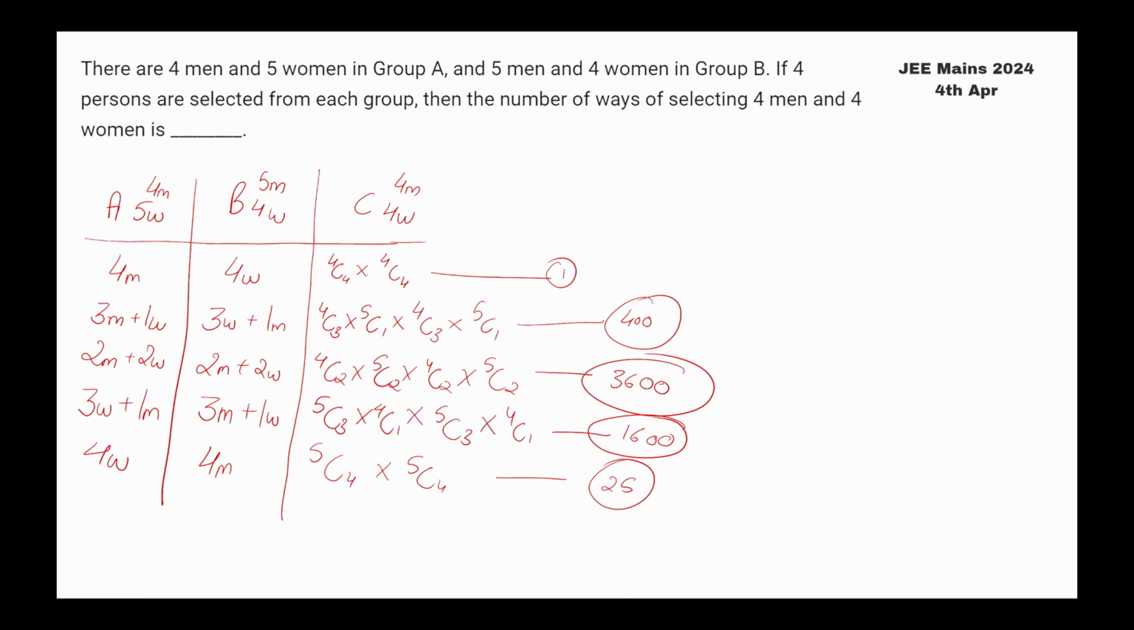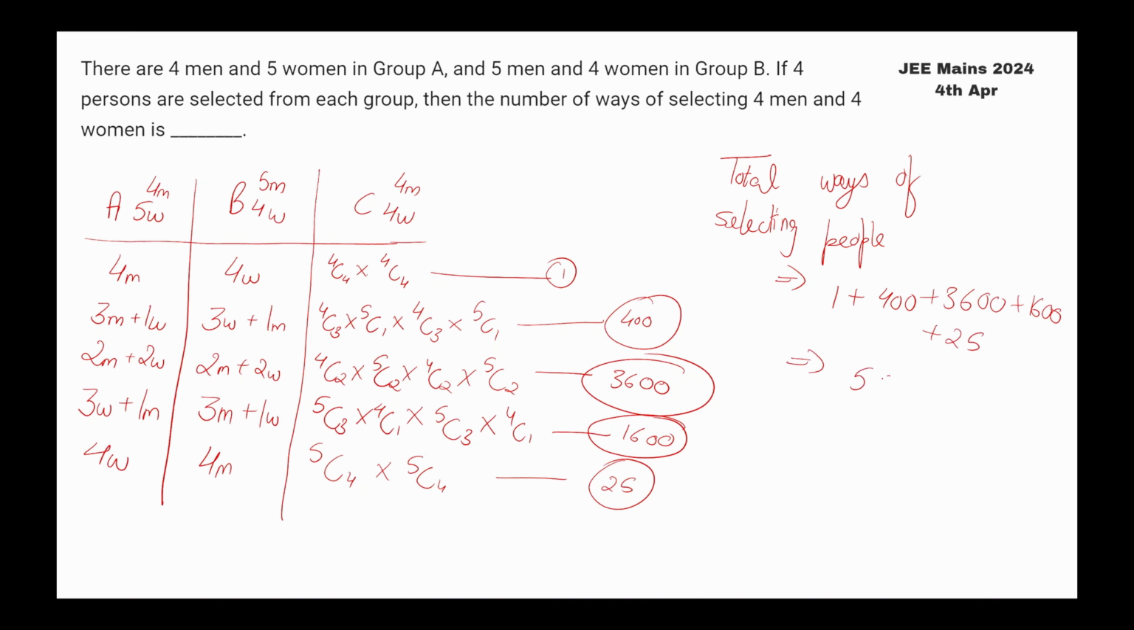And now we've found out how many ways we can arrange or pick people from their group respectively in all the cases. So what would be our total number of ways? Our total ways of selecting people would simply become 1 plus 400 plus 3600 plus 1600 plus 25. And what would this give us? 5626. This becomes my answer.